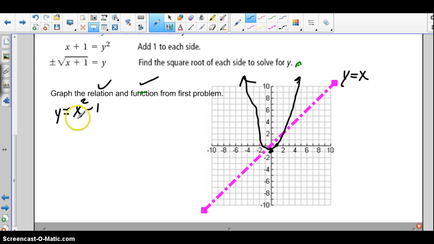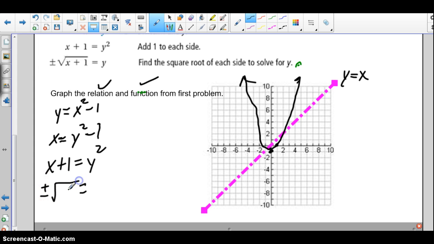Let's take a look. Let's inverse this, and we're going to have x equals, just like before, y squared minus 1. Add 1 to both sides, and then take the square root of both sides. The plus and minus of the square root of x plus 1 is going to equal y.